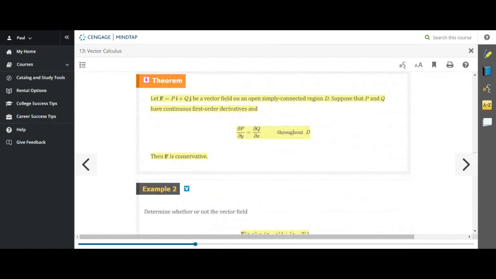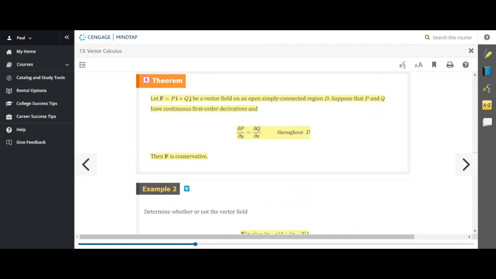If you have a vector field on an open, simply connected region D, and we're not going to get into that, let's just keep it simple. For now, we have a vector field whose partial derivatives are continuous throughout the region. If the partial derivative of P with respect to Y equals the partial derivative of Q with respect to X throughout the region D, then you have a conservative vector field.